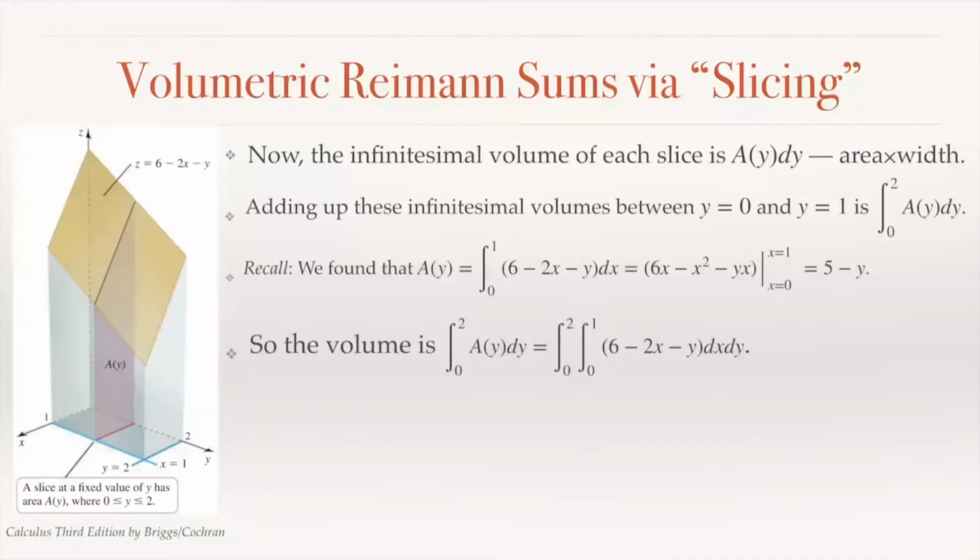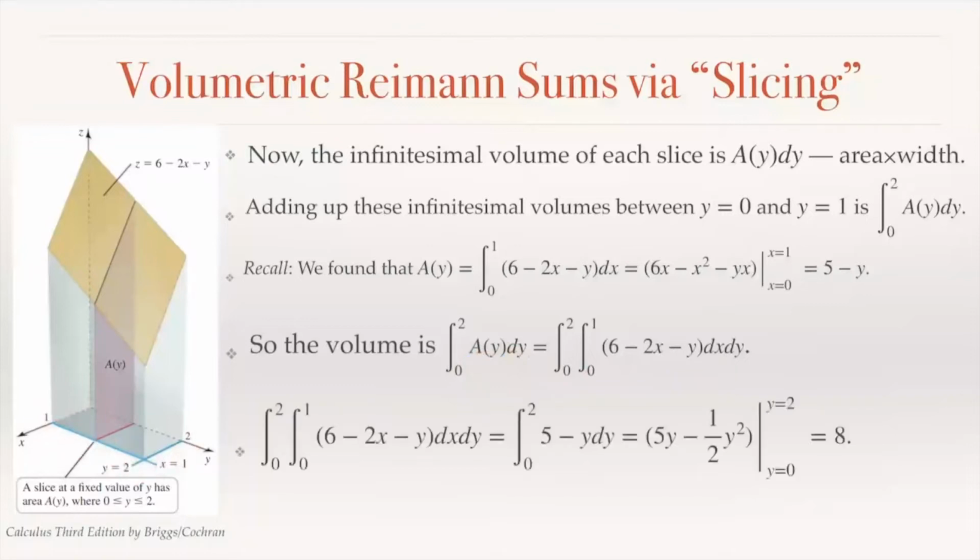In other words, the volume is the integral from 0 to 2 of A of y dy. And notice that because A of y itself was an integral, we wind up with literally a double integral for evaluating this volume. And we already evaluated that inside integral. It was the 5 minus y that we found. And I want you to imagine this dy as follows. We have a little difference dy, and imagine that little difference dy gives it a tiny volume.